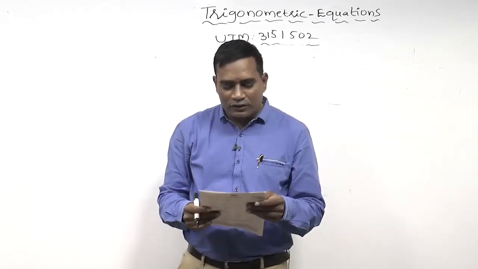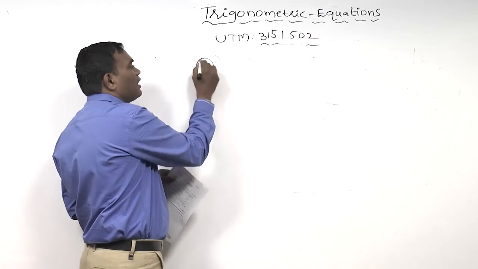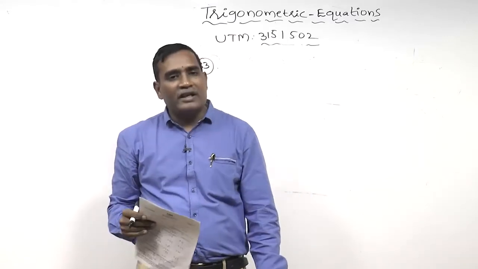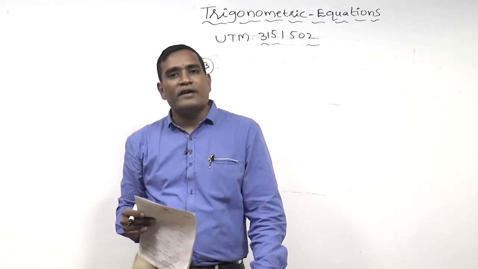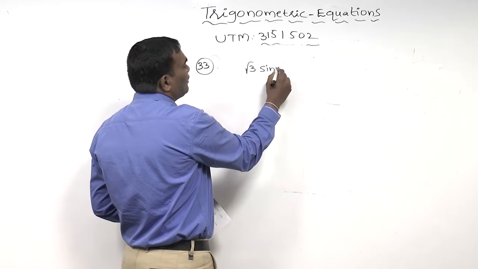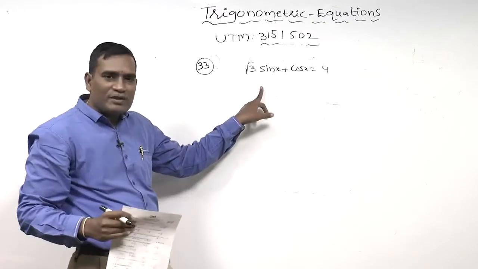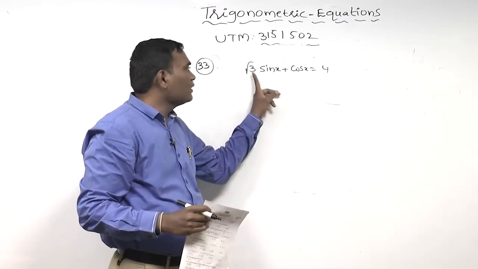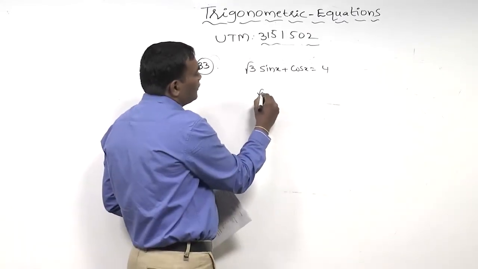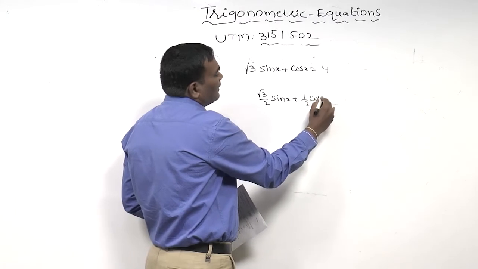The equation root 3 sin x plus cos x is equal to 4. Any problem in the form of a cos x plus b sin x, what to do? You remember that condition: divide that equation by root of a square plus b square. Here, what is root of a square plus b square? Root of root 3 whole square, 3, plus 1, 4. Root 4 is 2. Divide by 2: root 3 by 2 sin x plus 1 by 2 cos x is equal to 4 by 2.